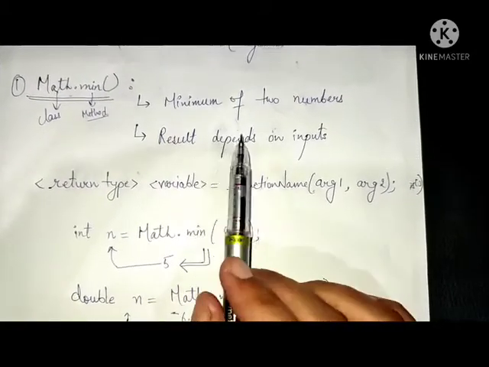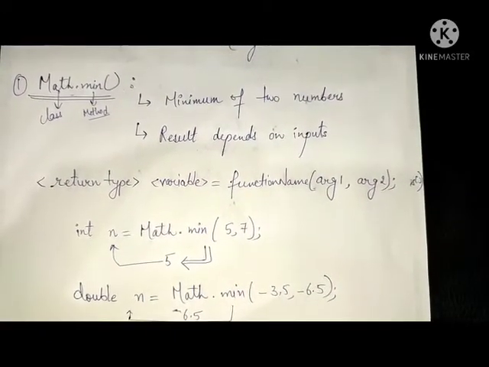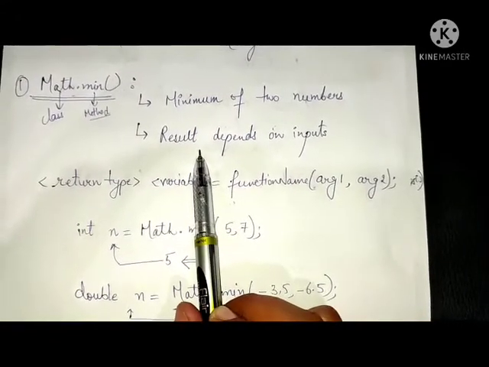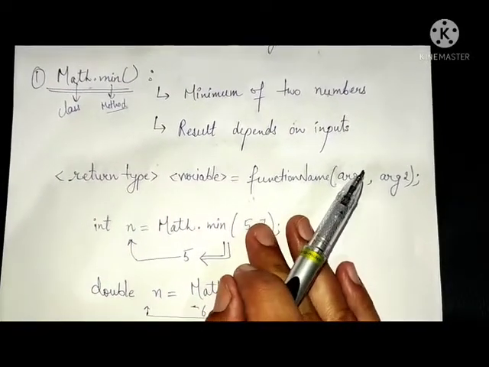What does it mean? अगर हम इंटीजर नंबर पास कर रहे हैं तो रिजल्ट इंटीजर रिटर्न होगा. अगर हम इसको फ्लोट नंबर पास कर रहे हैं तो रिजल्ट फ्लोट होगा. Depending upon the input, the result is varied.